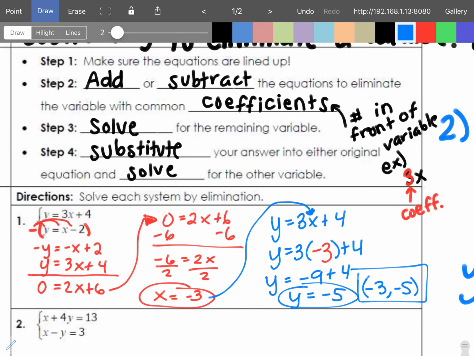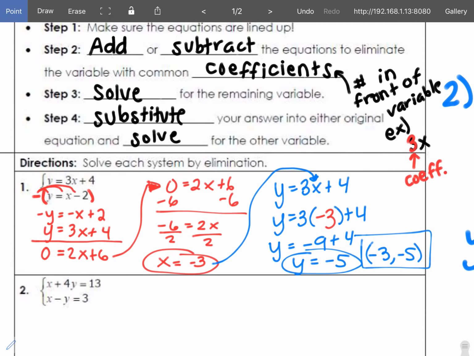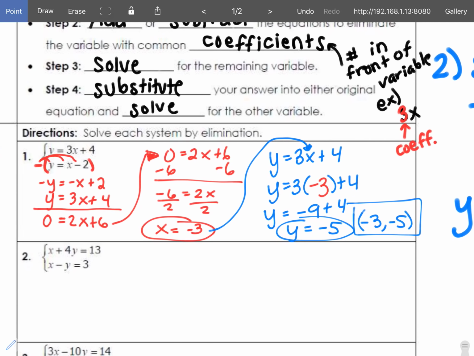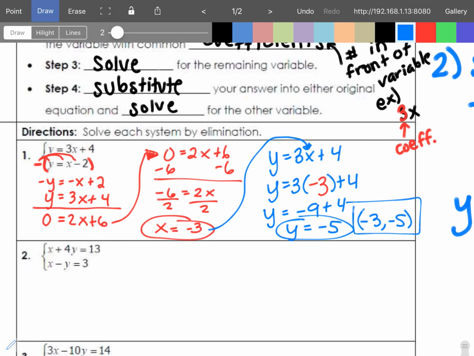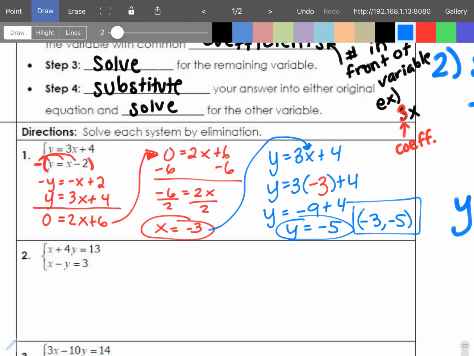Let's do the same thing. So step 1, make sure the equations are lined up. We have our x's, our y's, and then our numbers. So the equation's lined up. Step 2, add or subtract the coefficients to eliminate the variable. So we're going to look, if we added down x and x, are those going to cancel? No.